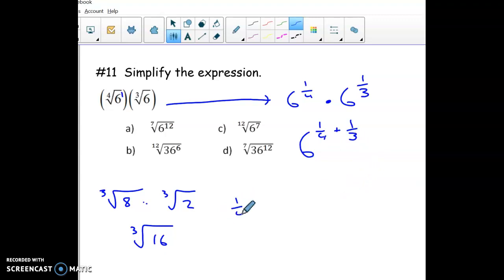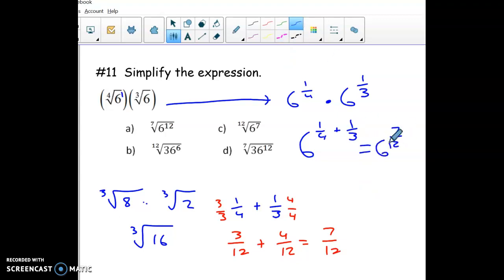So I'll do that down here: 1/4 plus 1/3. Multiply the first one by 3, top and bottom. Second one by 4. So our first fraction becomes 3/12. Our second fraction becomes 4/12. And add those together to get 7/12. So our answer is going to be 6 to the 7/12. Okay, and then if we switch it to the other form, that would be a power of 7 and a root of 12. So it looks like C is going to be our best answer.